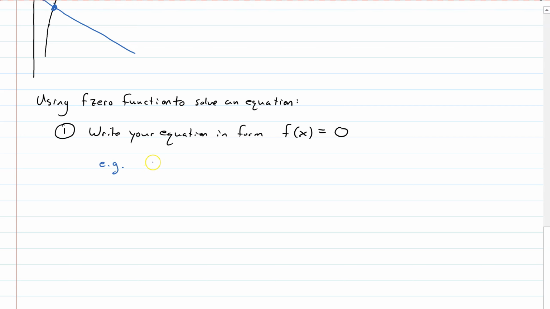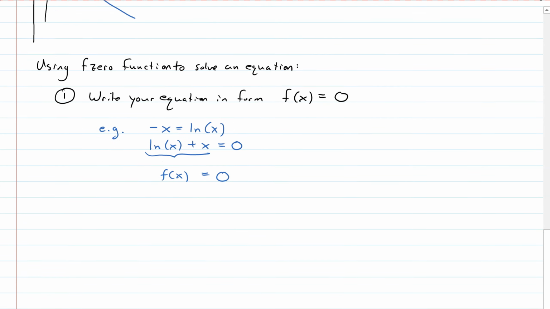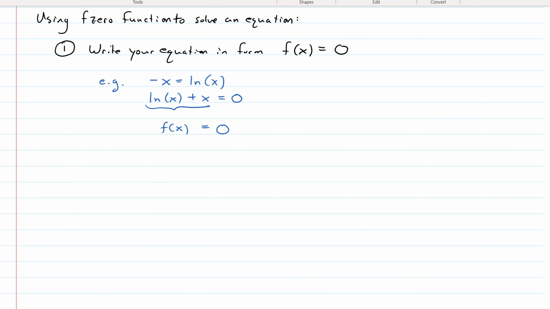if I'm trying to solve this equation, minus x is equal to the natural log of x, the one I did above, I should write this in the form something is equal to 0. So I should put the x on the other side, and I would have natural log of x plus x is equal to 0. And so this is the function f of x is equal to 0. Okay. Once I've done that, I define that function in MATLAB.